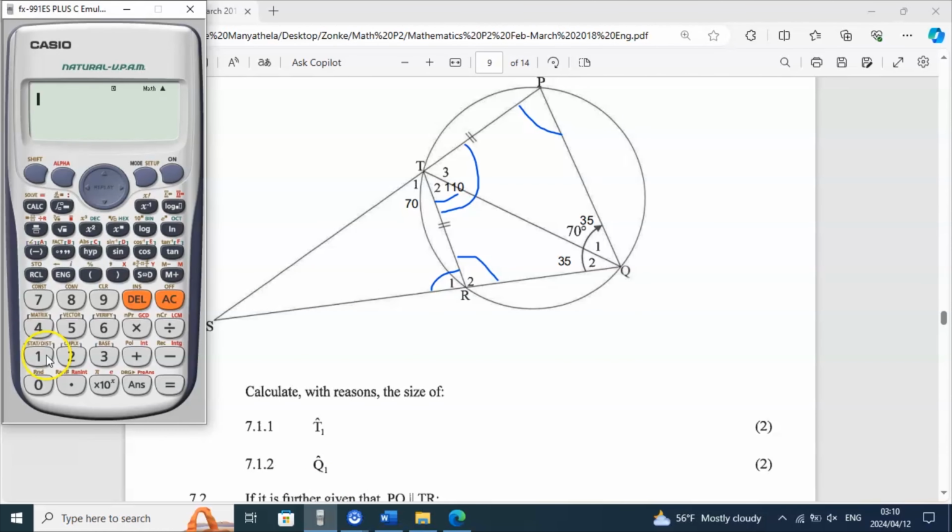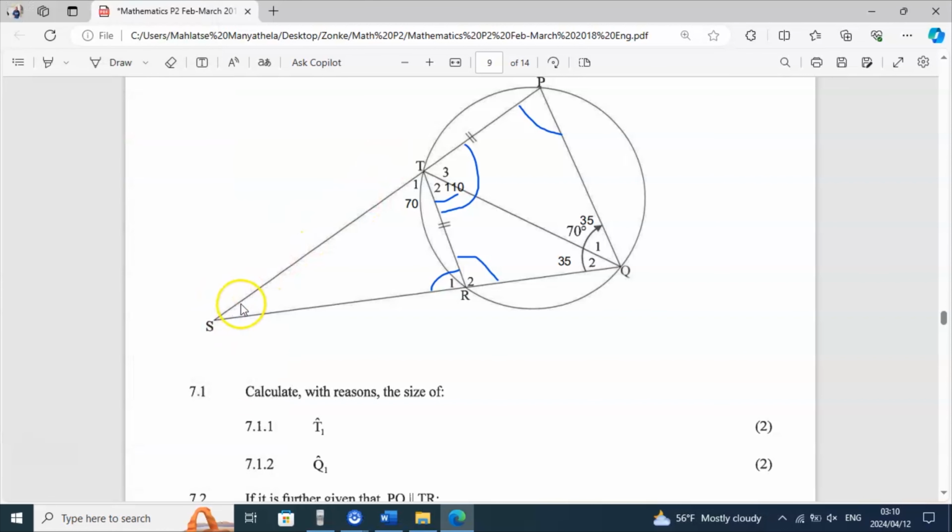Angle S will be 180 minus 140, which is 40 degrees. Angle S is 40 degrees. We have 70 here. We have 40. Okay. There's no need for us to calculate angle P. But if we have to calculate it, it must give us 70 degrees. We have 40, we have 70.